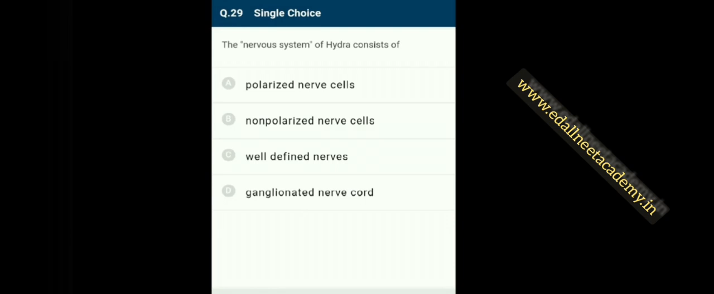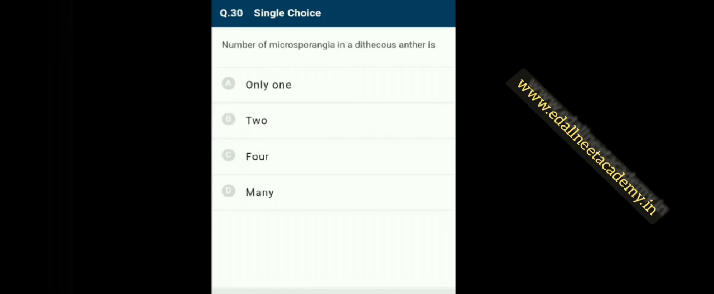Brain and muscles are absent in Hydra. Also, the nervous system is not as complex as that found in higher animals. The nerve cells of Hydra are non-polarized. Signal can move in any direction. So the answer is B, non-polarized nerve cells.